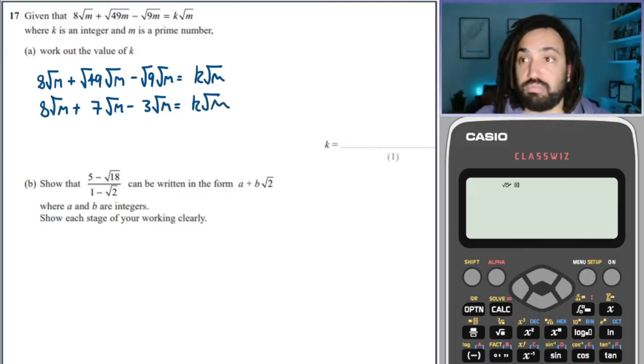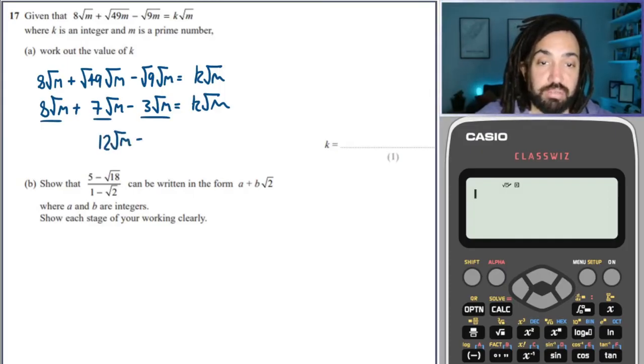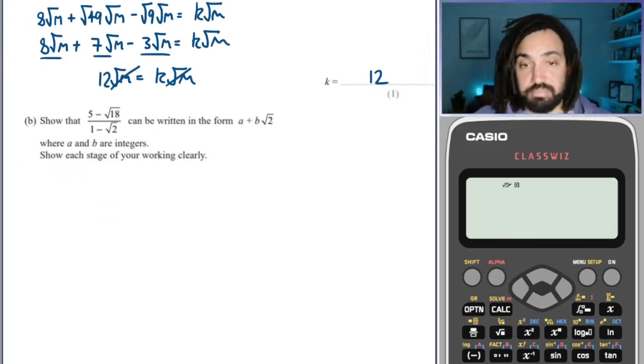So overall, how many root m's have we got? We've got 8 plus 7 is 15, minus 3 is 12. So it's 12 root m is equal to k root m. Divide through by the root m's, we get k is equal to 12. 1 mark, bit stingy.